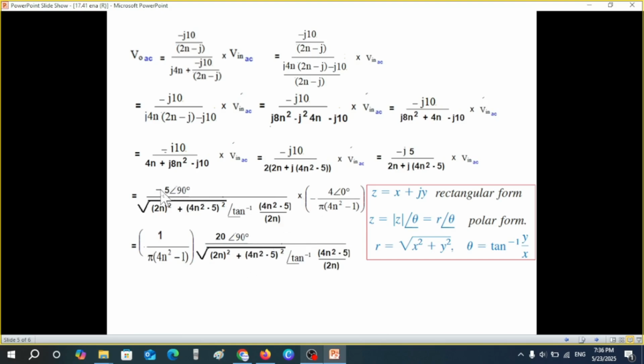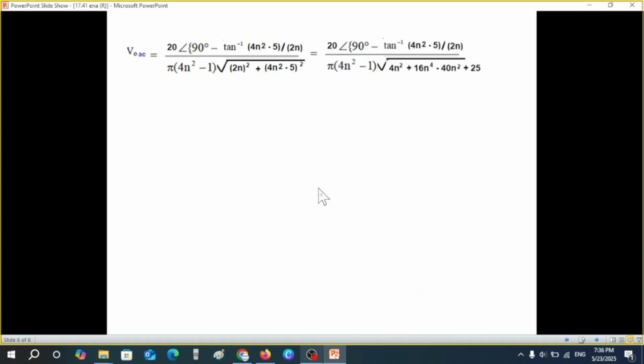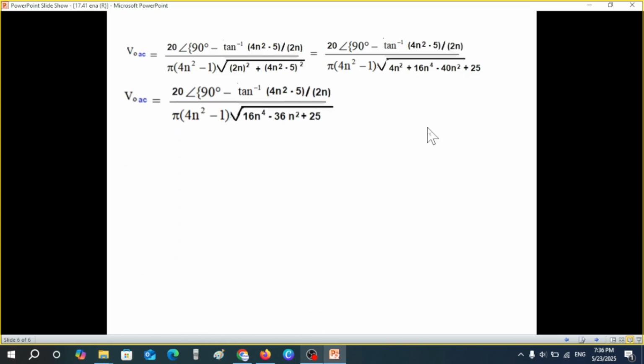We remove the minus sign, minus minus plus, and multiplying by 5, so it will be 20 angle 90. Bottom remains the same. Taking the angle up, it will be 20 angle 90 minus this tangent angle, and this remains as it is. Now we need to open this to simplify further. Okay, so opening this bracket, rearranging again.